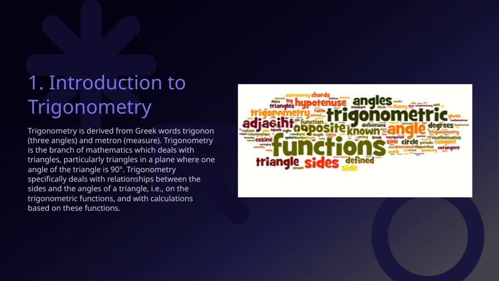The core idea is how the sides and angles of these triangles relate to each other. We use what are called trigonometric functions, like sine, cosine, and tangent, to describe these relationships mathematically. And of course, these functions help us perform calculations that are essential in various fields, from engineering to astronomy.